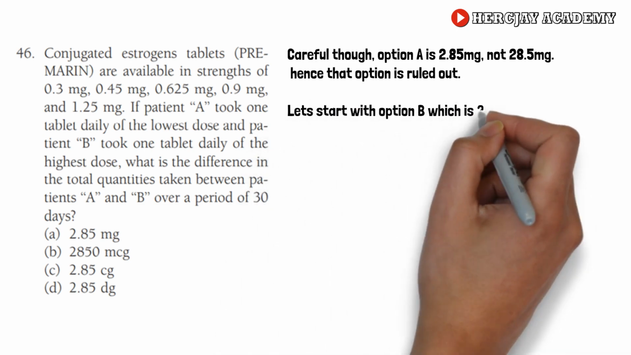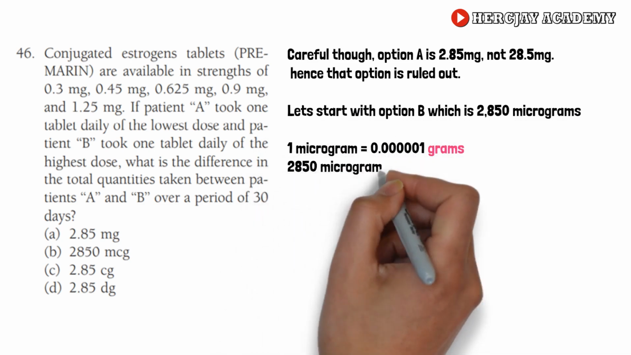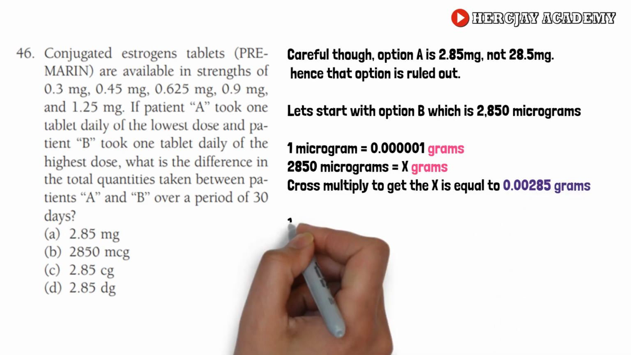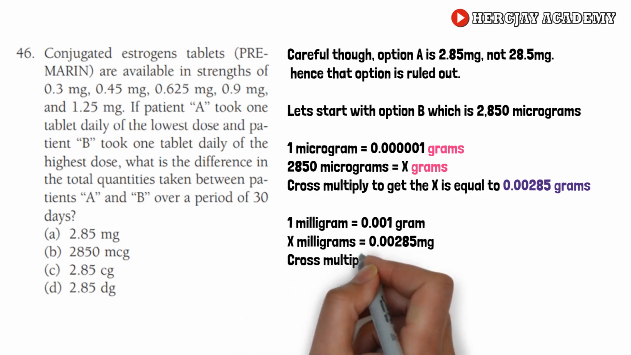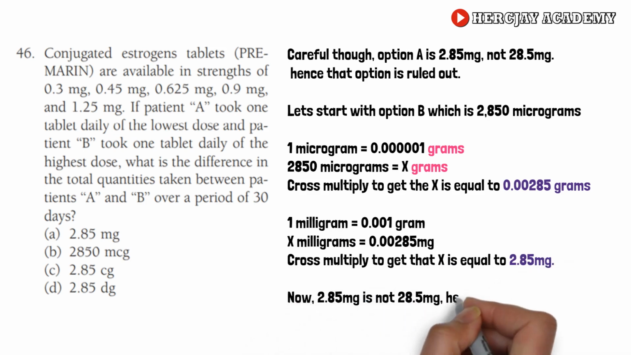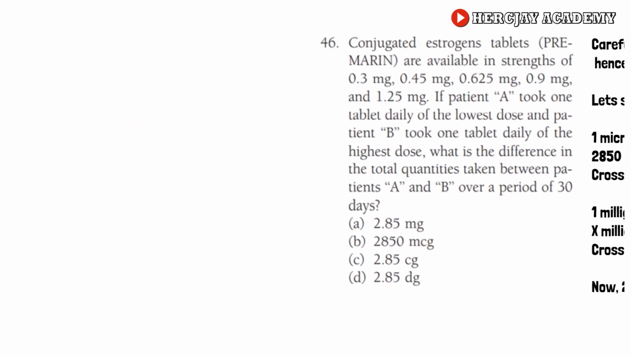Now we may need to convert the other options to milligram to see if any of them will give us 28.5 mg. Let's start with option B, which is 2850 micrograms. 1 microgram is 0.000001 gram. 2850 micrograms is equal to x. Cross multiply to get x is equal to 0.00285 grams. Let's convert these grams to milligrams. 1 milligram is equal to 0.001 gram. X milligrams is equal to 0.00285 grams. Cross multiply to get that x is equal to 2.85 milligram. Now, 2.85 milligram is not 28.5 milligram. Hence, option B is ruled out.